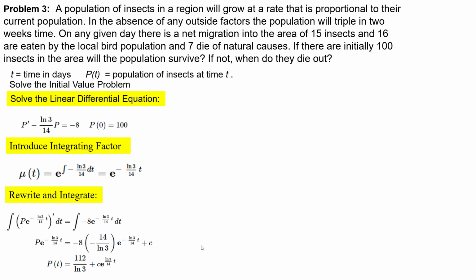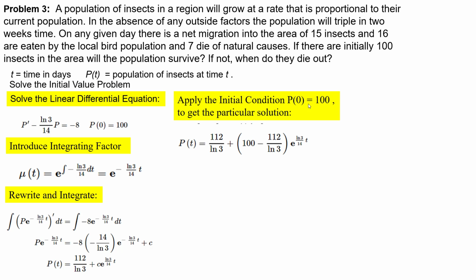Okay, what did they ask us? If there's initially 100 insects, will the population survive? So what do we have to do? Oh, we have to figure out what C is. Okay, so apply the initial condition. P of 0 equals 100 to get the particular solution.